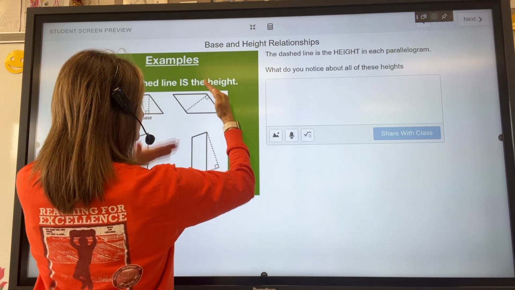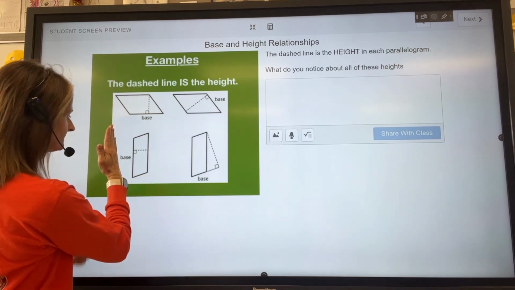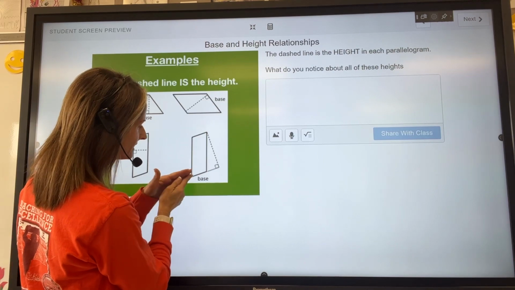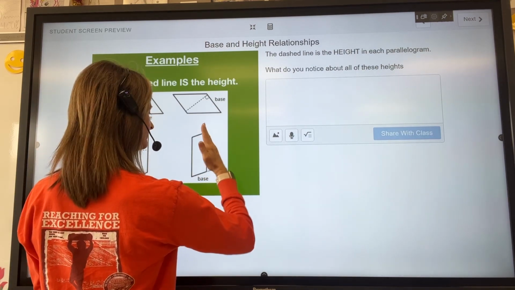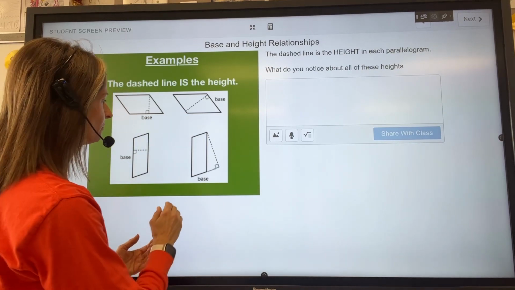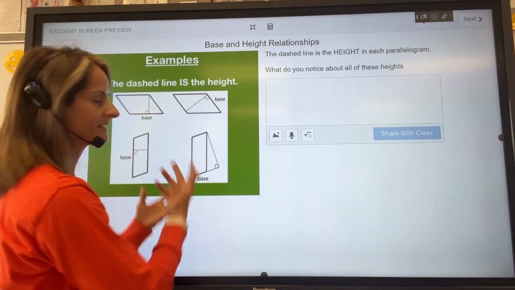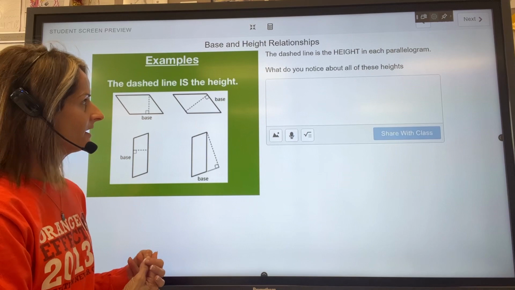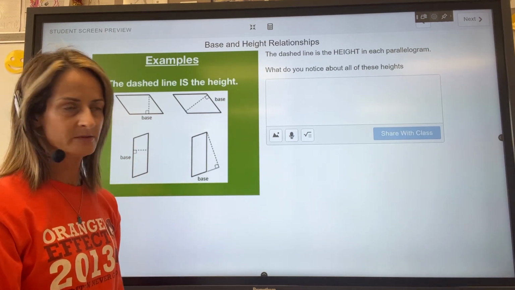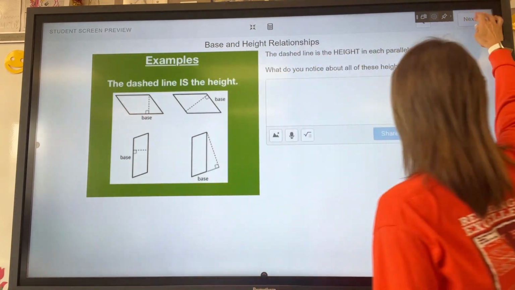This is the base, that's the height. If this is the base, that's the height. This one, this is the base, you can extend that out and here's your height. And you could put the height inside here, but sometimes you might have a height somewhere else, like outside of your figure, and that's fine too. So what do you notice about all of these heights? They are perpendicular to the base. We won't write it out for the sake of time.